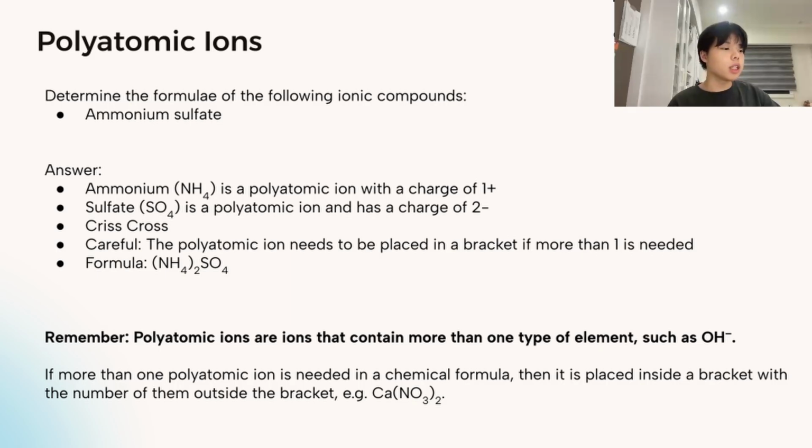And as it is more than 1, we need to put NH4 in a bracket, then write the subscript, and SO4, as the charge is 1, we don't put it in a bracket. So remember, polyatomic ions are ions that contain more than one type of element, such as OH minus, right? If more than one polyatomic ion is needed in a chemical formula, it is placed inside a bracket with the number of them outside the bracket.